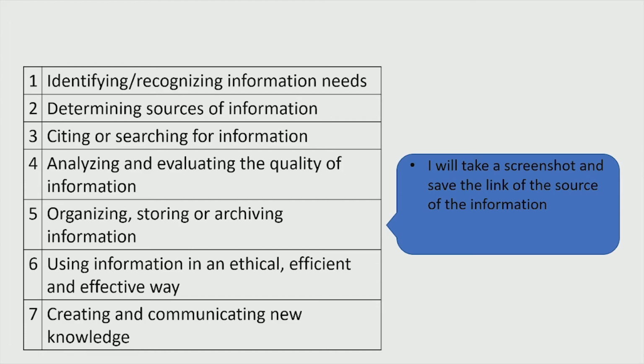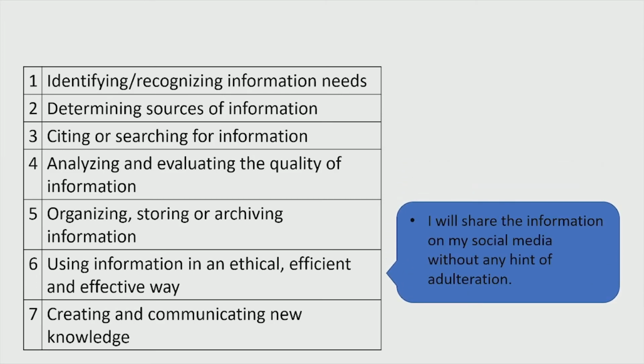Using information in an ethical and efficient way, you will have to share the information on social media without any hint of adulteration. Before sharing the information that you have, you also have to make sure that it is not opinionated and it is not leaning in any certain bias.